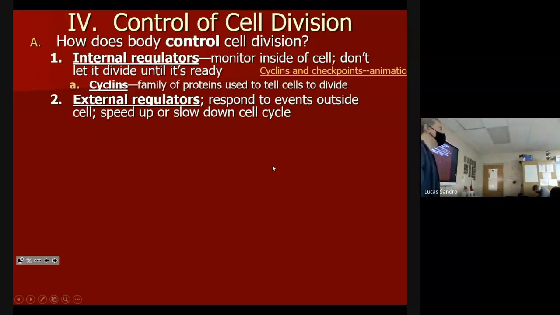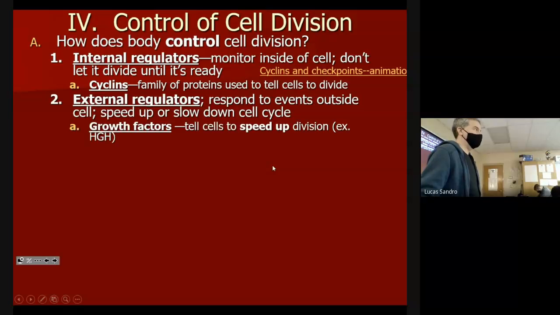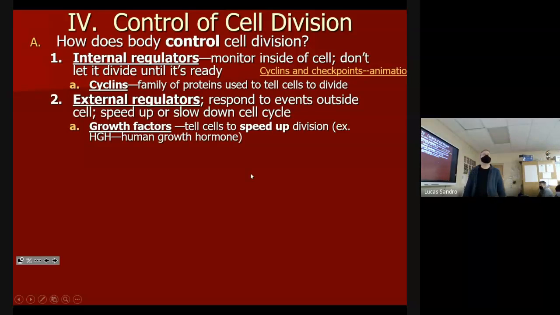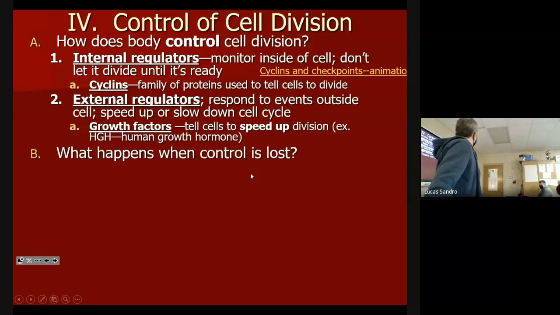And one example of an external regulator that might be familiar to you, purely because it has been used as a performance-enhancing substance, HGH, or human growth hormone, which is a growth factor among many that the body uses. Okay, and so I think I'll leave for tomorrow the big question here, which is what happens when control of mitosis, which is normally so precise, is lost.